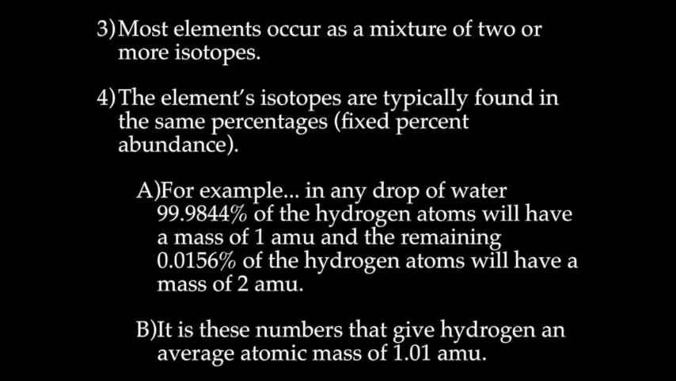It's these numbers that give hydrogen an average atomic mass of 1.01 AMU. So on the periodic table, the mass of hydrogen is 1.01 AMU. But again, that's an average. There is no single atom that has a mass of 1.01. It can't have part of a neutron or proton.